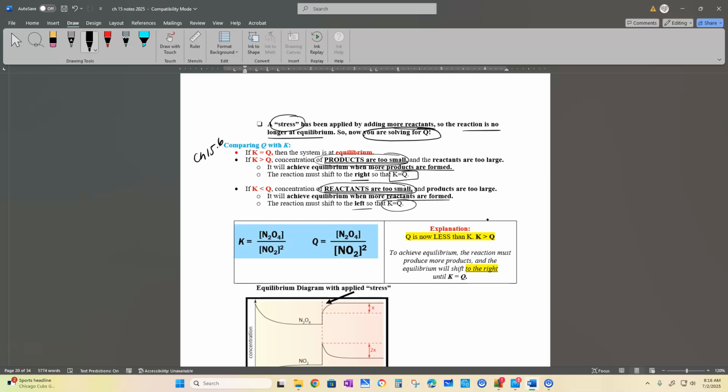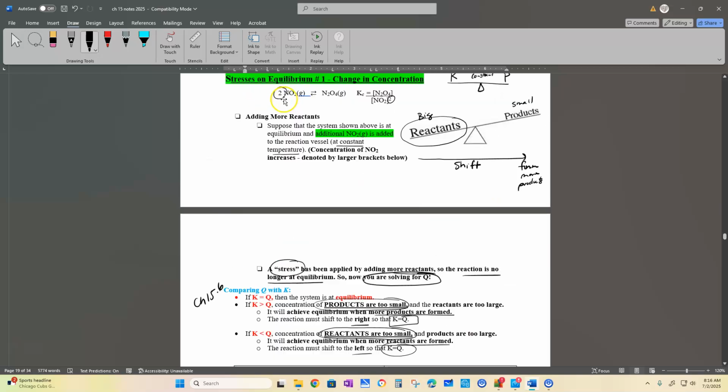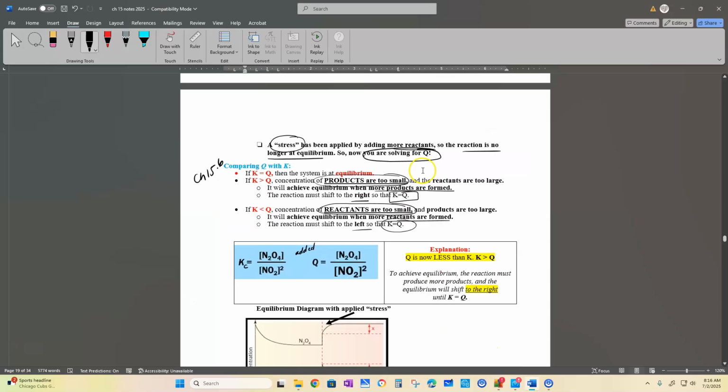So notice what happens. This was Kc, that equilibrium. You added reactants, our NO2, sorry, my equation up there. And notice what happened to the denominator. It got bigger. That should make sense. Small number, now over a big number, what happens to my Q?